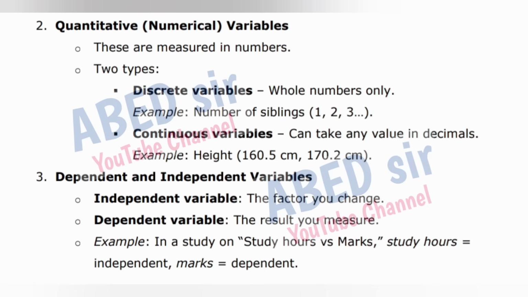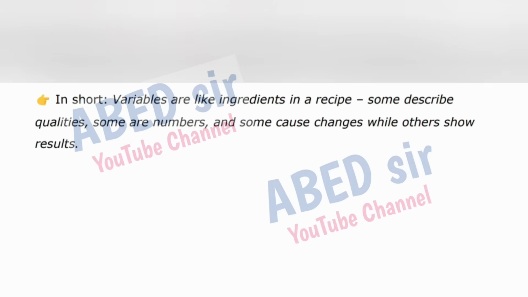Example: height, 160.5 centimeters, 170.2 centimeters. 3. Dependent and independent variables. Independent variable, the factor you change. Dependent variable, the result you measure. Example: in a study on study hours versus marks, study hours is independent, marks is dependent. In short, variables are like ingredients in a recipe. Some describe qualities, some are numbers, and some cause changes while others show results.